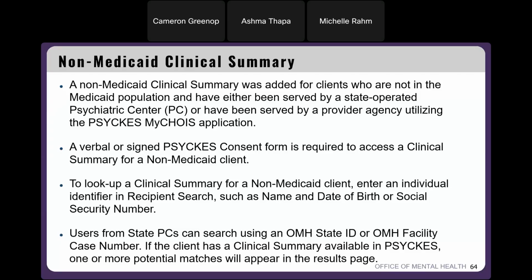a non-Medicaid client. And because it's a non-Medicaid client, instead of using Medicaid ID, you can actually search for an individual using their name and date of birth or social security number. And PSYCKES users from State Psychiatric Center have an option to search using the OMH state ID or OMH facility case number. And if the client has a clinical summary available in PSYCKES, there's potential for one or more matches that will appear in the results page. So just a heads up to confirm and double check the information before enabling access in the clinical summary.